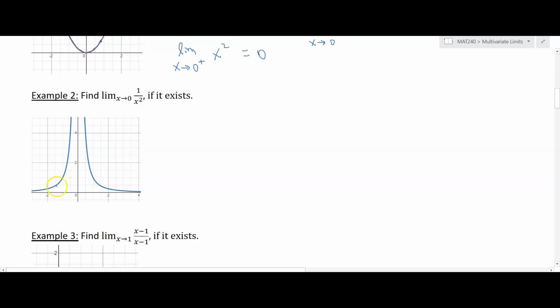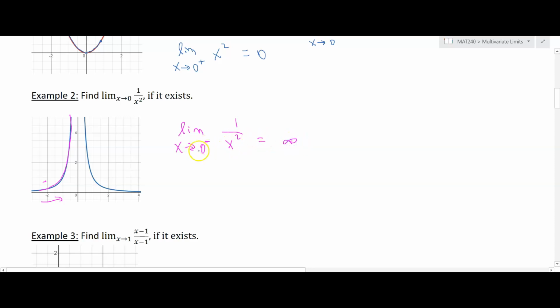In fact, from this graph, coming from the left, the limit as x approaches 0 from the left of 1 over x squared. So what I have to do is trace the curve. So I'm going to approach this way. I'm going to follow the curve, and the curve is taking me up higher and higher, and that graph disappears, and it appears that that is going to go to infinity.